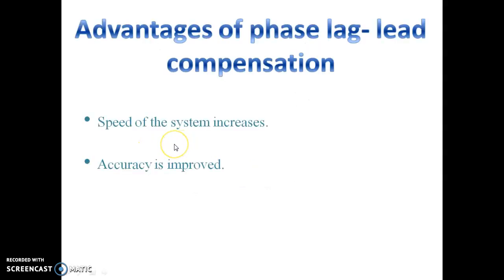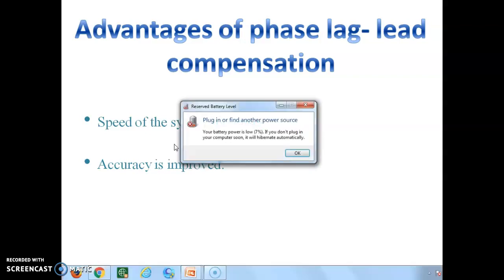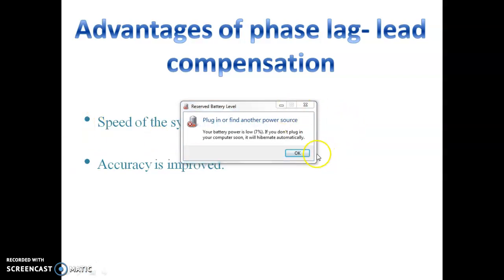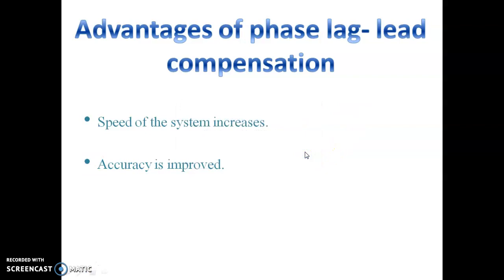So what are the advantages of phase lag lead compensation? Due to the presence of phase lag lead compensation, the speed of the system increases because it shifts the gain crossover frequency to a higher value. Secondly, due to the presence of the phase lag lead compensation network, accuracy will be improved.